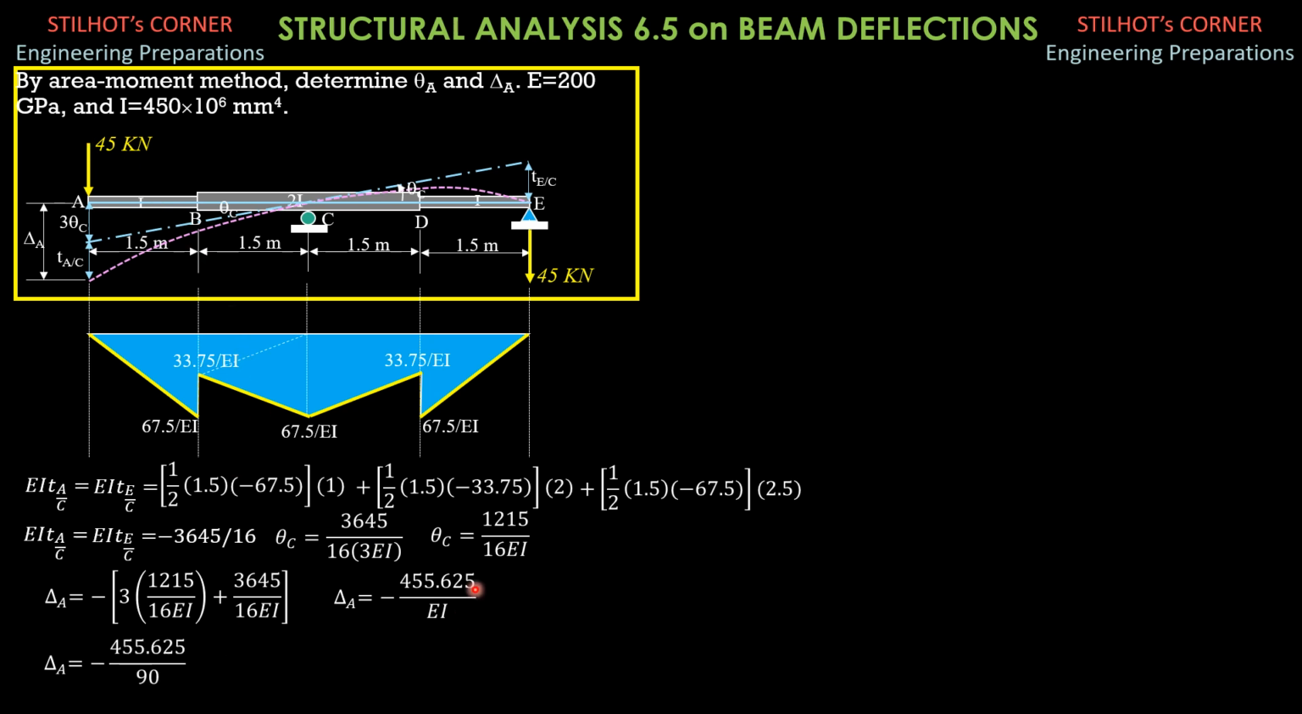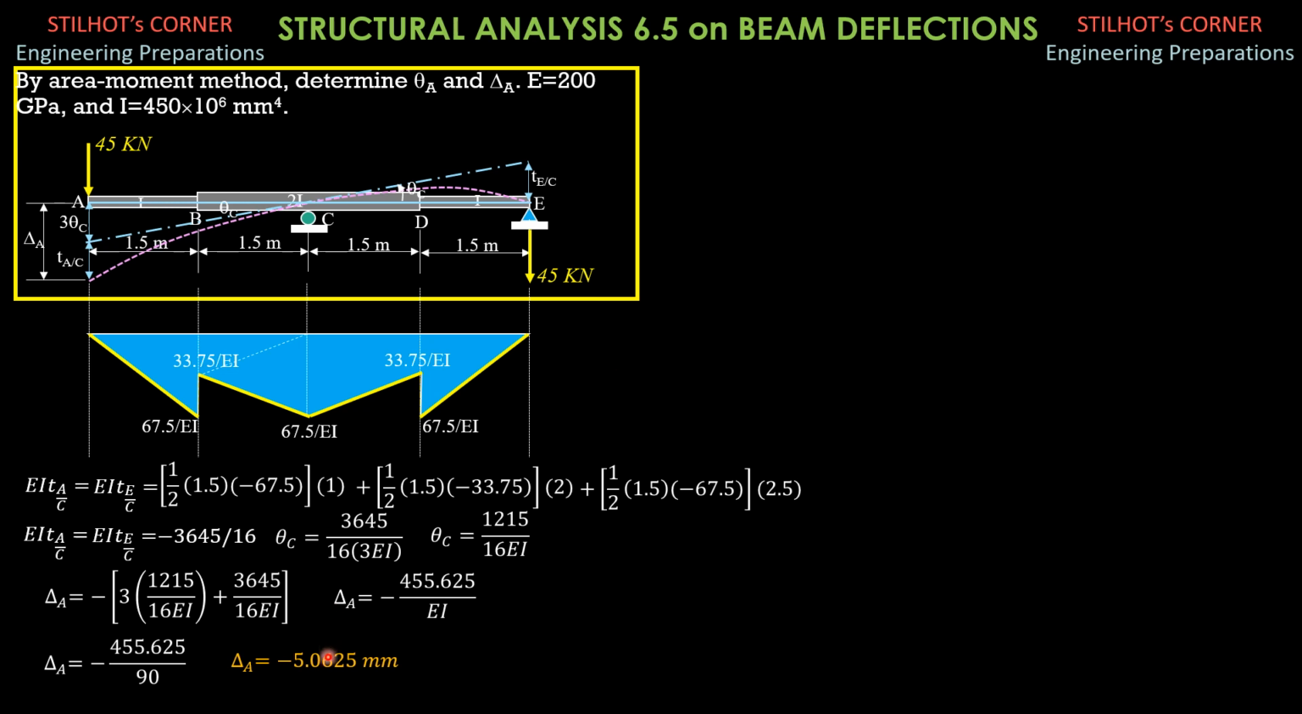So we just divide this by 90. That's the shortcut to make it mm automatic. So the numerator is kilonewton meter cube divided by 90,000 kilonewton meter square. So meter originally. So we multiply further by 1000 to make it mm. So that's why we just divide it by 90 so that this value is in mm automatically. So delta A is equal to negative 5.0625 mm.